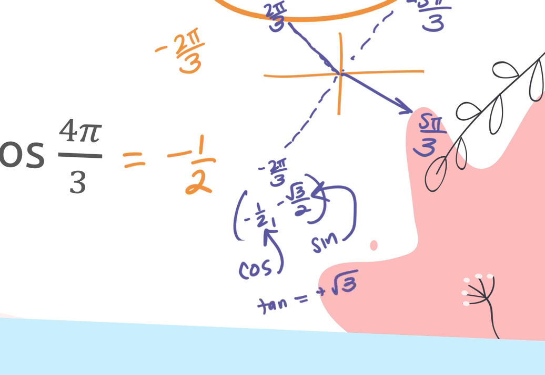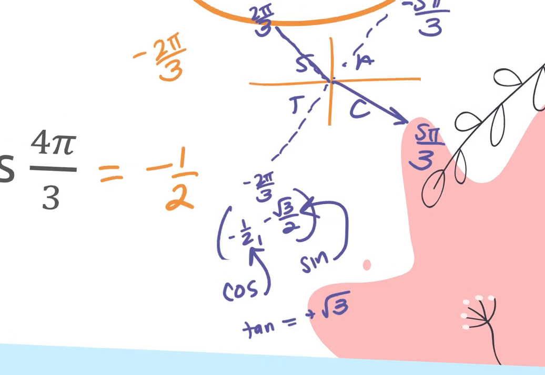Oh, because you follow the sign rules of the All Students Take Calculus. But then if it's an over 3, tan is root 3. If it's an over 3, tangent is root 3. That's what we wrote up here.